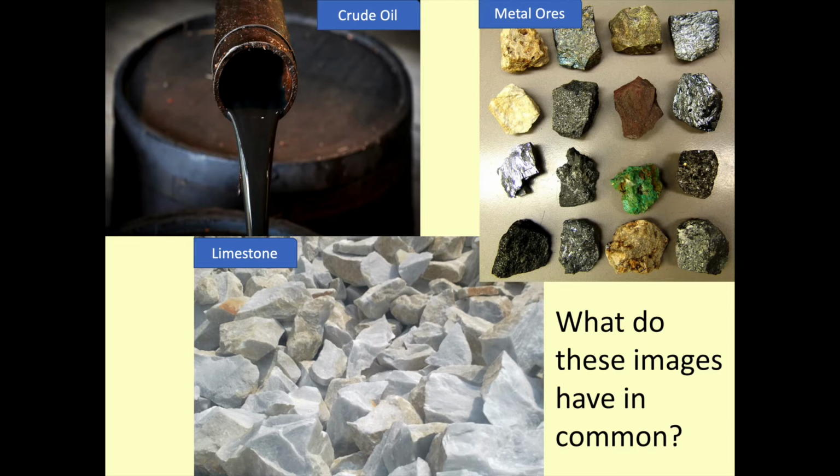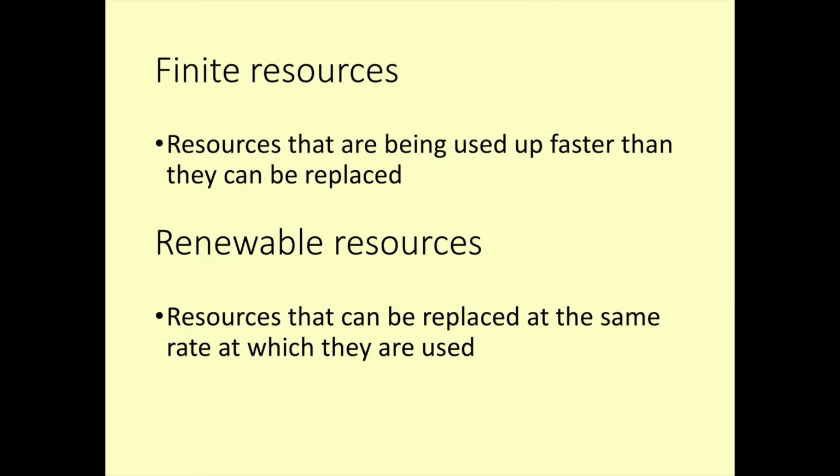3 images here, one of crude oil, one of metal ores and one of limestone. What do these images have in common? So these are all finite resources. So these are resources that are being used up faster than they can be replaced. So there's a limited amount of them, and that means that eventually one day we're going to run out of those resources if we're using them faster than we can replace them.